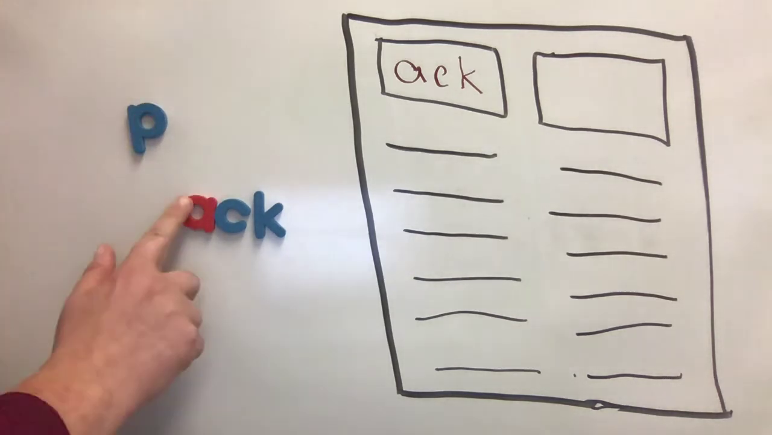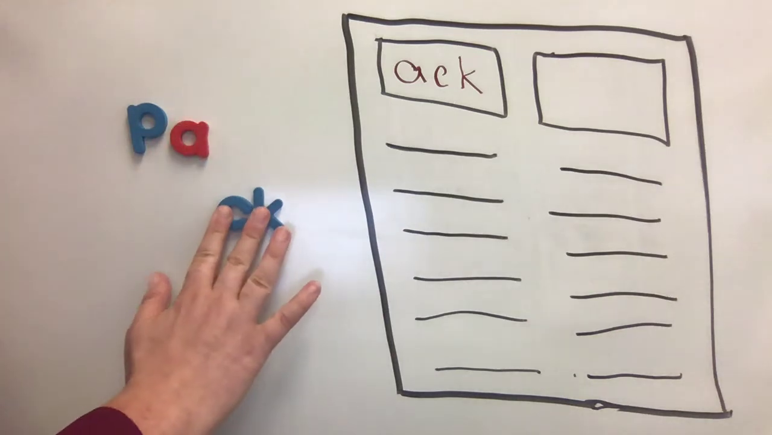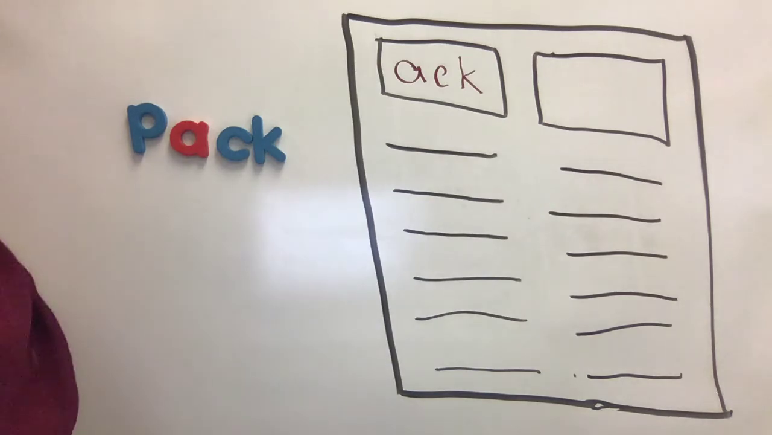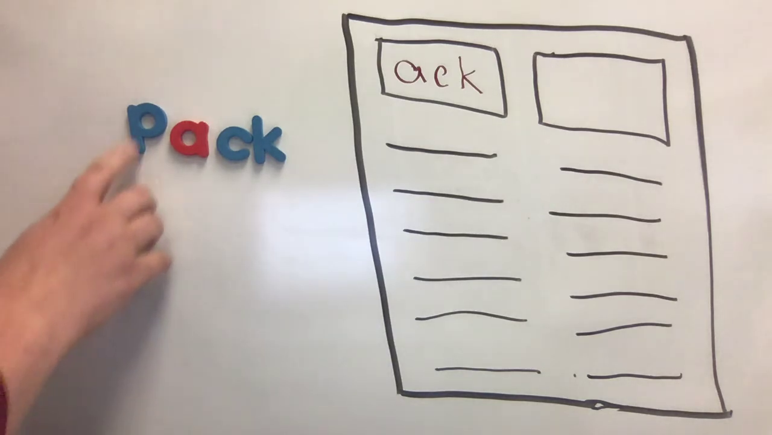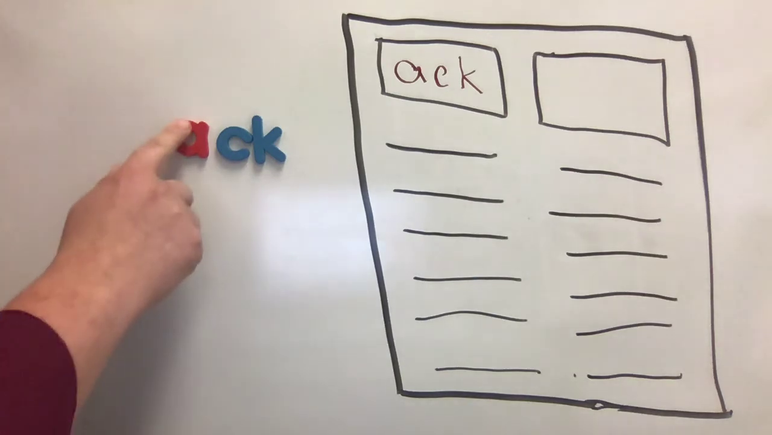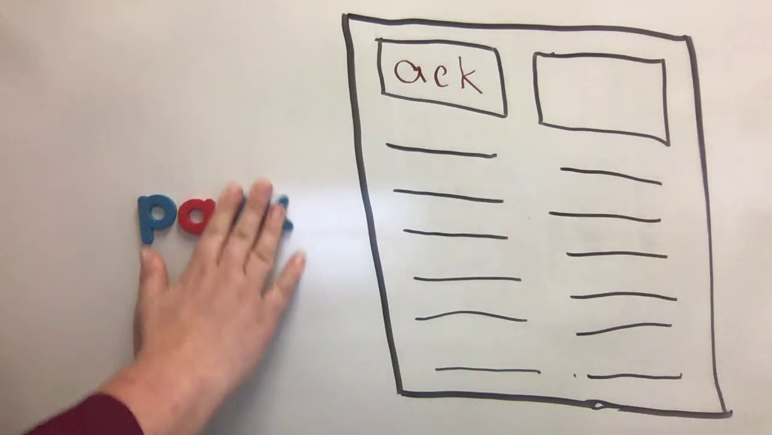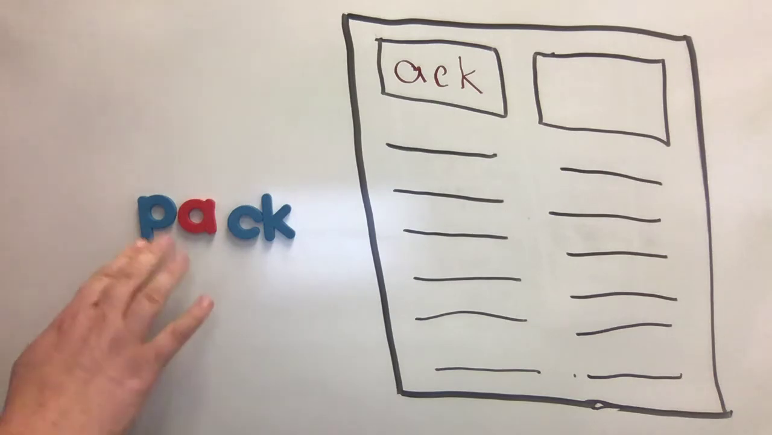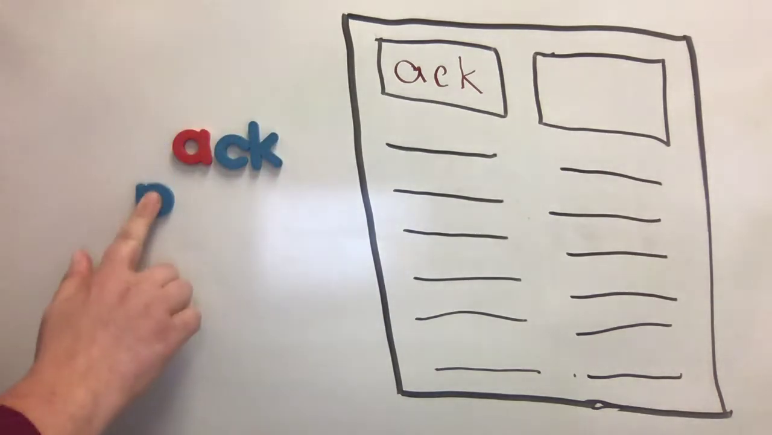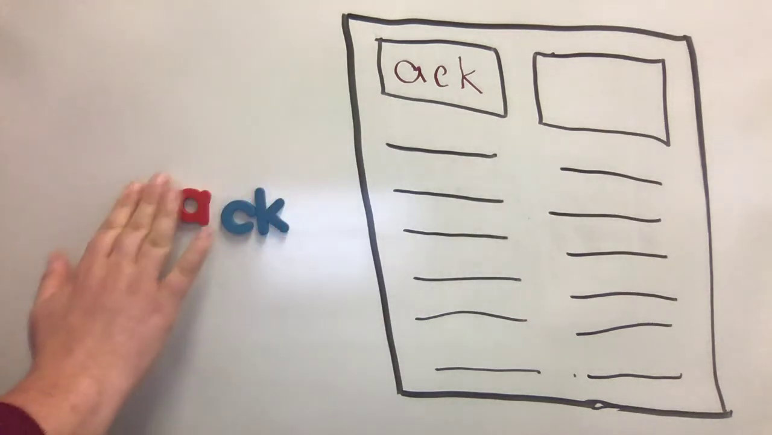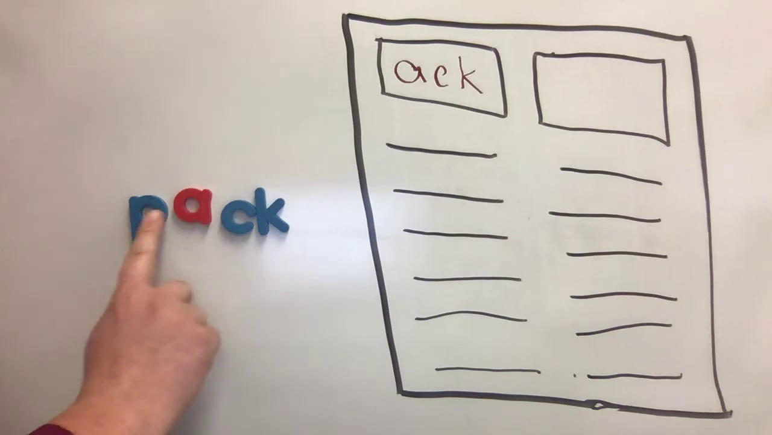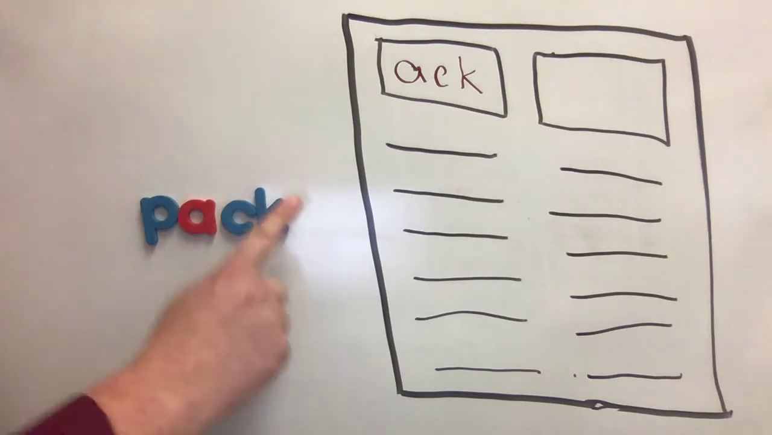P, a, k. I move the C and K together because they make the same sound. Now do it with me by looking and making the sounds I make. P, a, k. Let's do it again. Ack, p, ack, p, ack, p, ack, pack. This is the word pack.